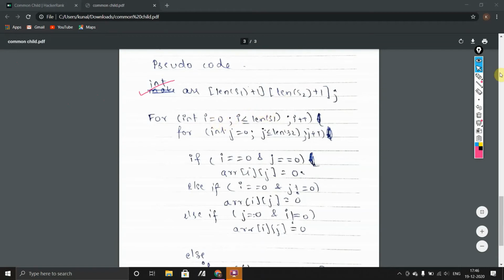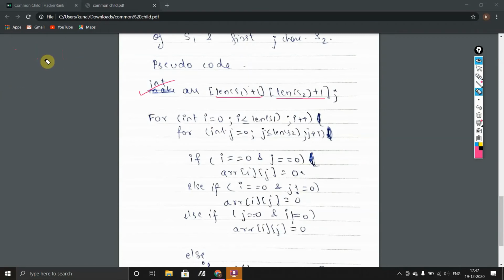So for i equals 0, i less than length of s1, i plus plus, j equals 0, j less than length of s2, j plus plus. Again, simply going over all the characters of s1 and s2 and taking them one by one.